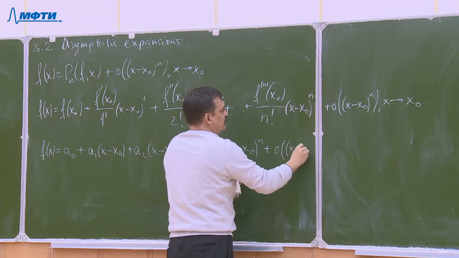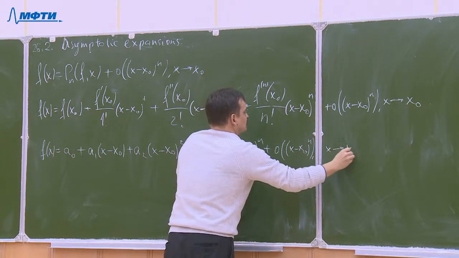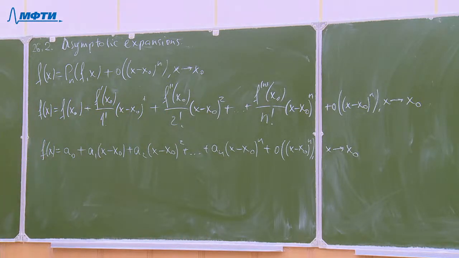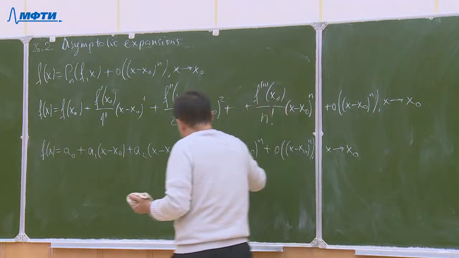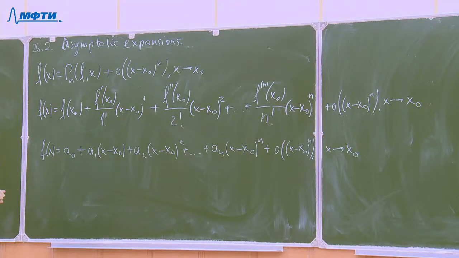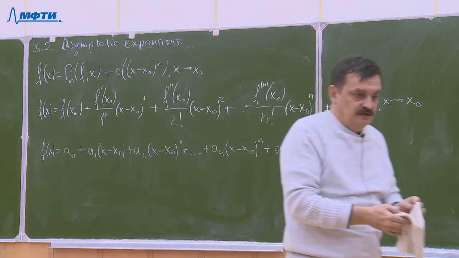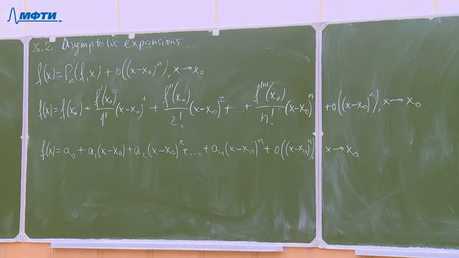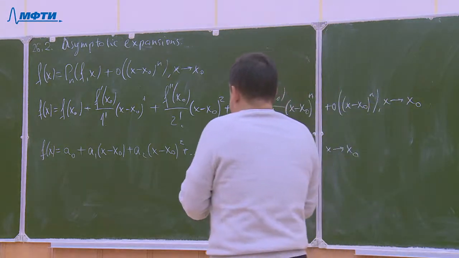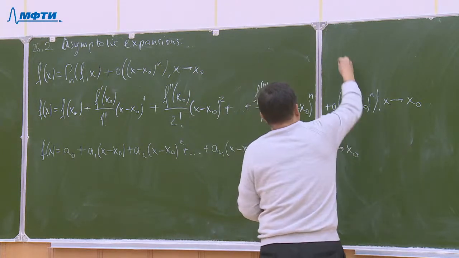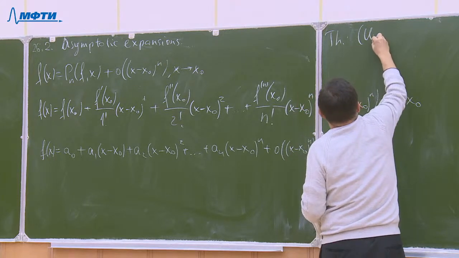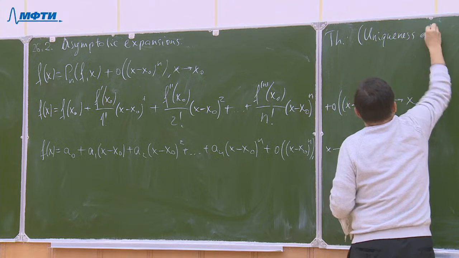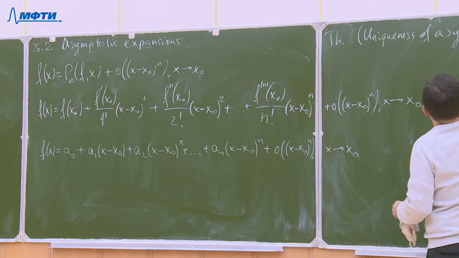Plus little o of x minus x naught power n as x tends to x naught. So the general form of expansions of such a kind is like that. And in fact, such a kind of asymptotic expansion is unique, and we can prove it just now. So that is a theorem which is called just uniqueness. Theorem 1, uniqueness of asymptotic expansions.